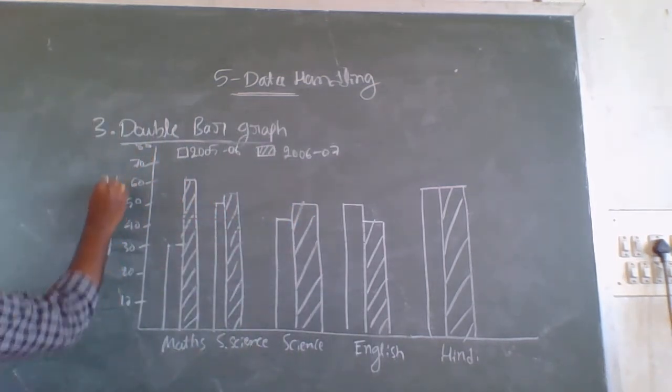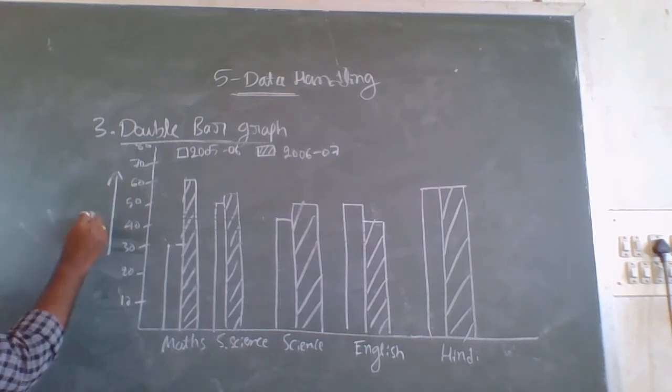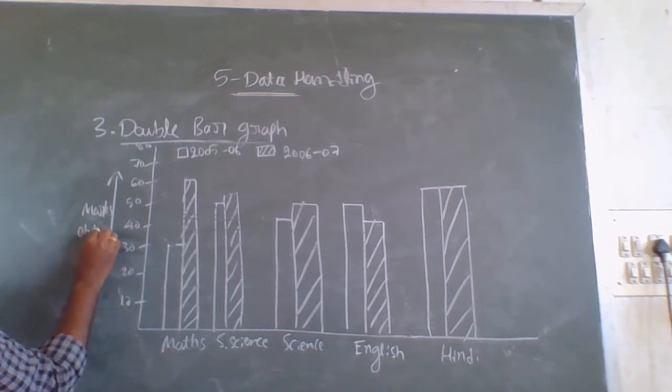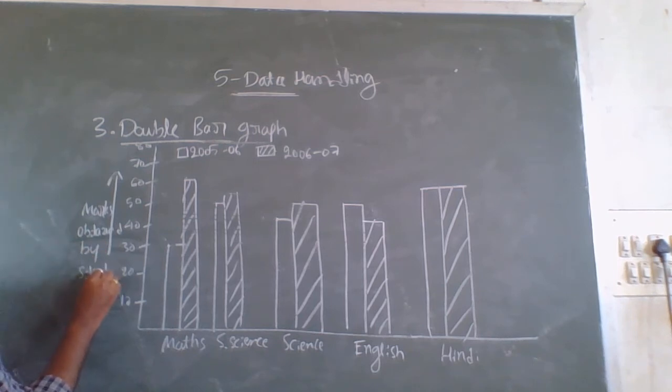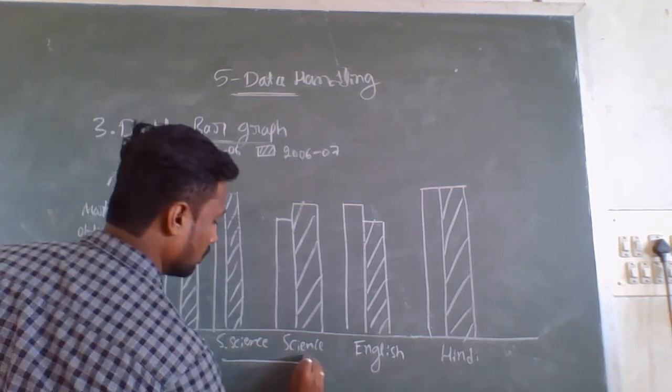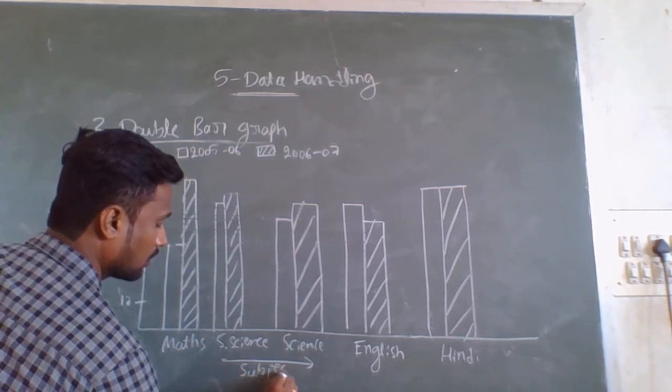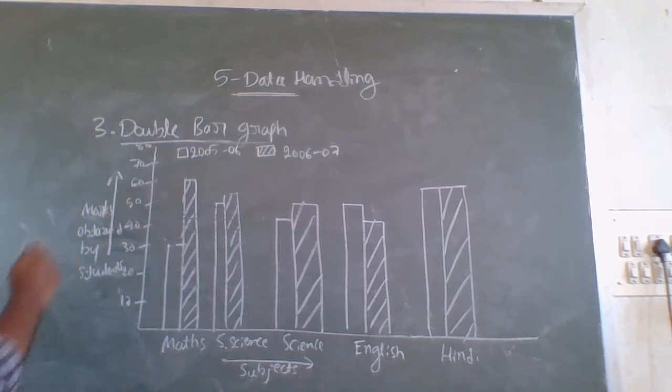So this represents marks obtained by students, and these all are subjects. Here, marks obtained by students. See here, a double graph means a bar graph showing two sets of data simultaneously.